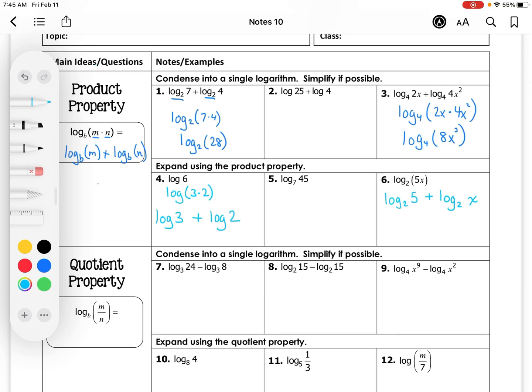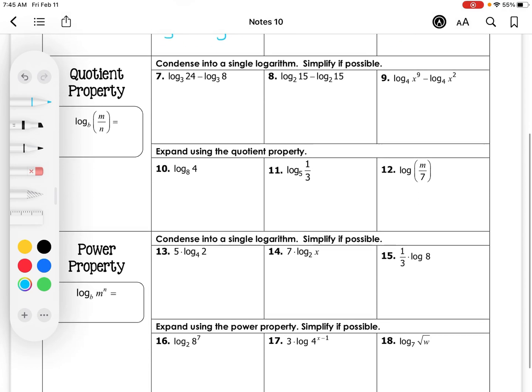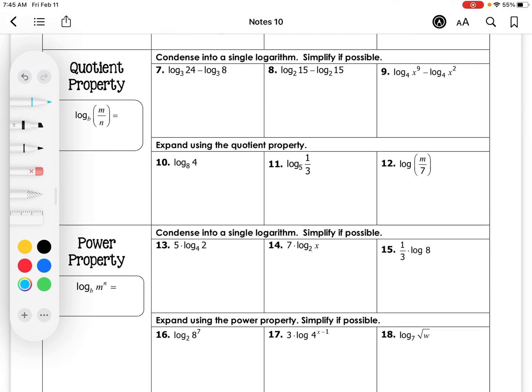That's product property. Now, quotient property says that we can condense logs or expand logs when they're being divided. For example, on the left, if we have a log, let's say base b, of a number divided by another number, we can write it through subtraction, where the numerator comes first, and then subtract from the denominator.